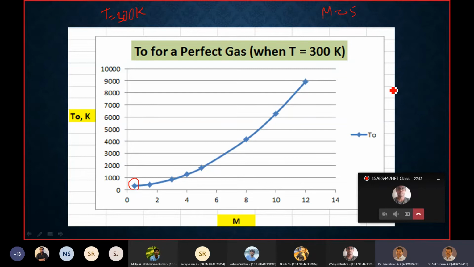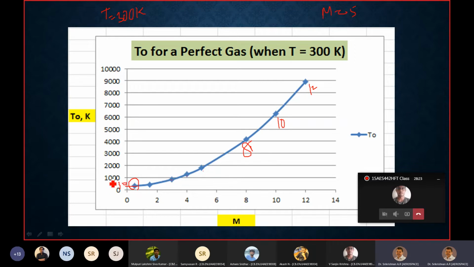I just calculated T naught by using the familiar relation, T naught by T is equal to 1 plus gamma minus 1 by 2 M squared. So it comes out to be about 305 or something, just a few Kelvin higher than the static temperature. So that is about Mach 0.5. And similarly, I've done the calculation for 1.5, 2.5, 3, 4, 5, 8, then Mach 10, and then 12, etc. And then correspondingly for each of these, I've calculated the corresponding stagnation temperature. So it is 305 here, slightly higher than static temperature.